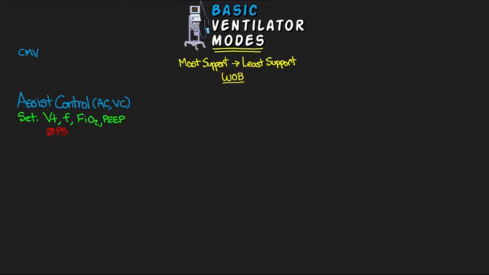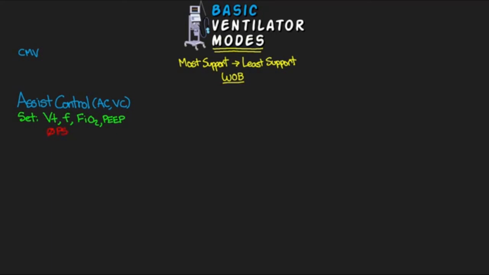Whatever the set number of breaths are and the volume to be delivered, the vent just continues to pump that out one after another, and there is no deviation from that. No matter what the patient needs or what they're trying to do, they're just going to continue to get the same frequency, the same volume of breath.